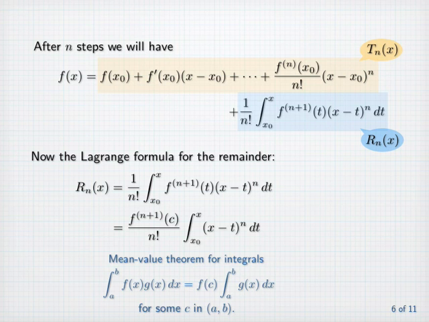Now we can evaluate that integral, and when we do, it becomes 1 over (n plus 1) times (x minus t) to the (n plus 1) power evaluated between x0 and x, which equals 1 over (n plus 1) times (x minus x0) to the (n plus first) power. Now, since n factorial times (n plus 1) is just (n plus 1) factorial, we have R sub n of x equal to Lagrange's formula for the remainder.